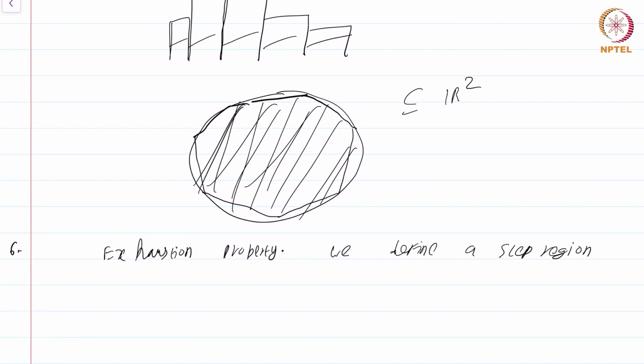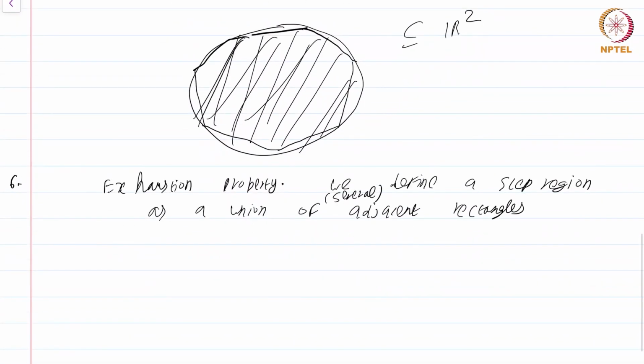Okay, we define a step region as a union of adjacent rectangles. This is not just a union of two, but a union of several adjacent rectangles. That's what a step region is, because it looks like a staircase. So let S and T be step regions. From the previous axioms, both S and T will be measurable, and you can assign areas to S and T.